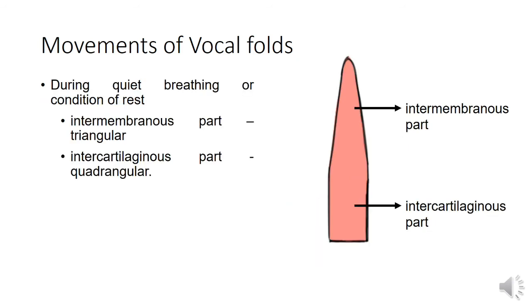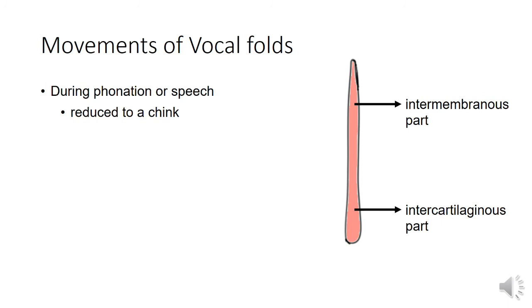During quiet breathing or condition of rest, the intermembranous part of rima glottidis is triangular in shape, whereas the intercartilaginous part is quadrangular in shape. Whereas during phonation or speech, both the parts, the intermembranous and intercartilaginous part, are reduced to a chink. They are very much narrow and reduced to a chink during phonation or speech.